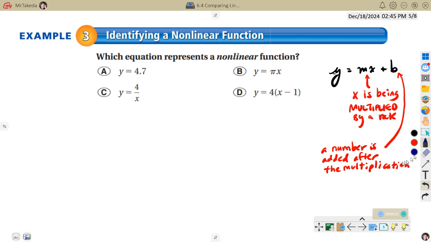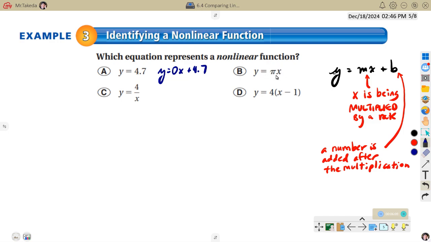Okay, so let's take a look and see which of these things meet this requirement. So first of all, y equals 4.7. This is tricky because I can think of this as y equals 0 times x plus 4.7. Again, this is a simplified version, but x is being multiplied by a rate, and in this case the rate is 0. And 0 times x is just 0. So this is a linear function.